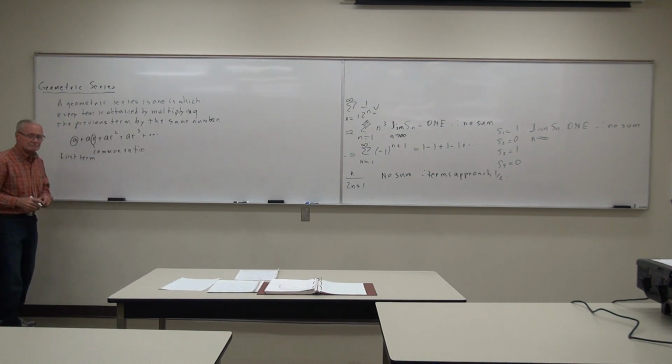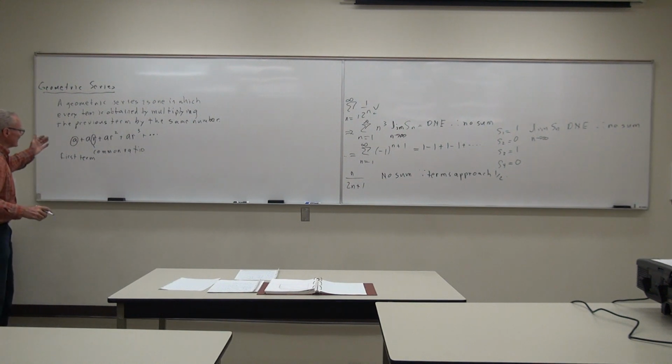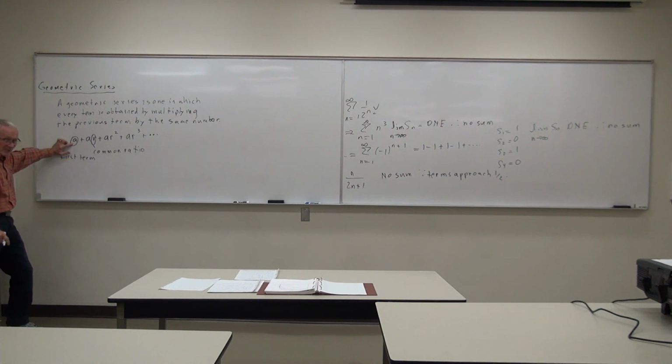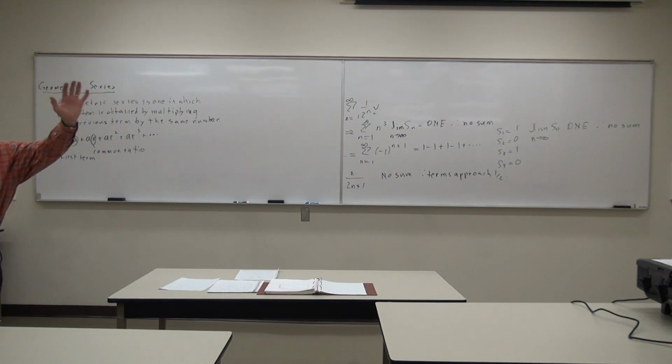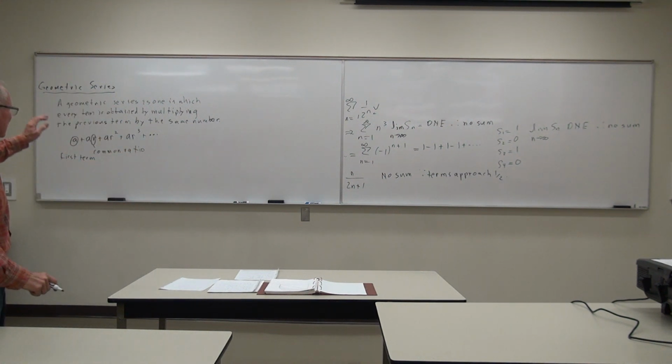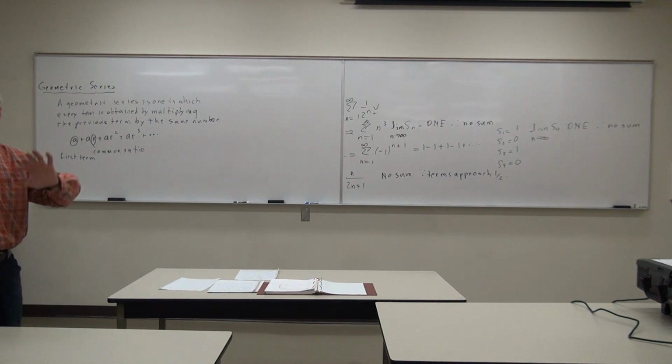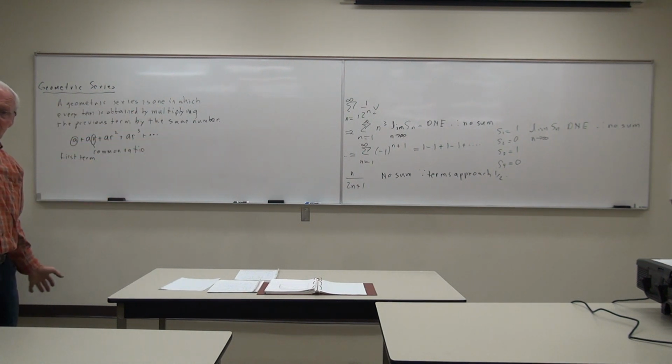So you can have anything for A, except you don't want to put in 0 because that would be kind of stupid. If you put in A equal to 0, then there's not much there. So A is generally not 0, but R could be anything. So you have a whole raft of geometric series. Make any A you want non-zero, any R you want, and you get a geometric series.